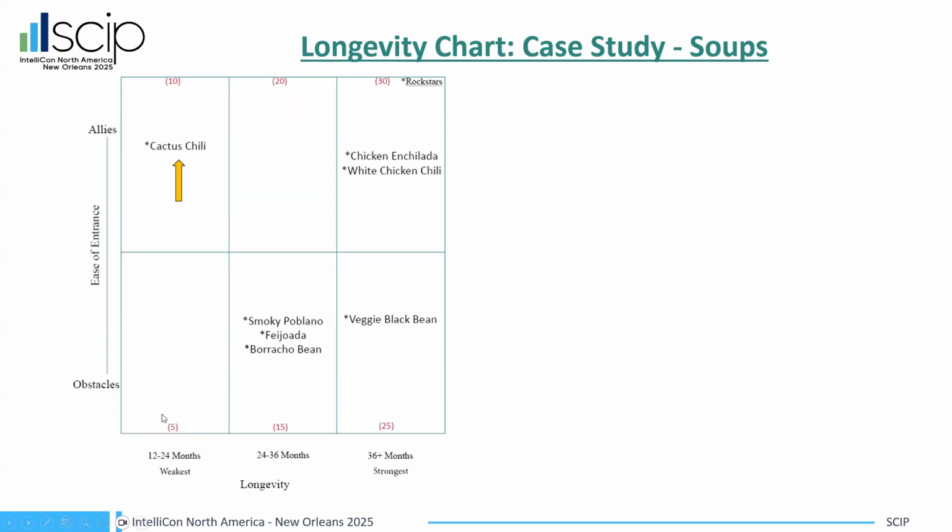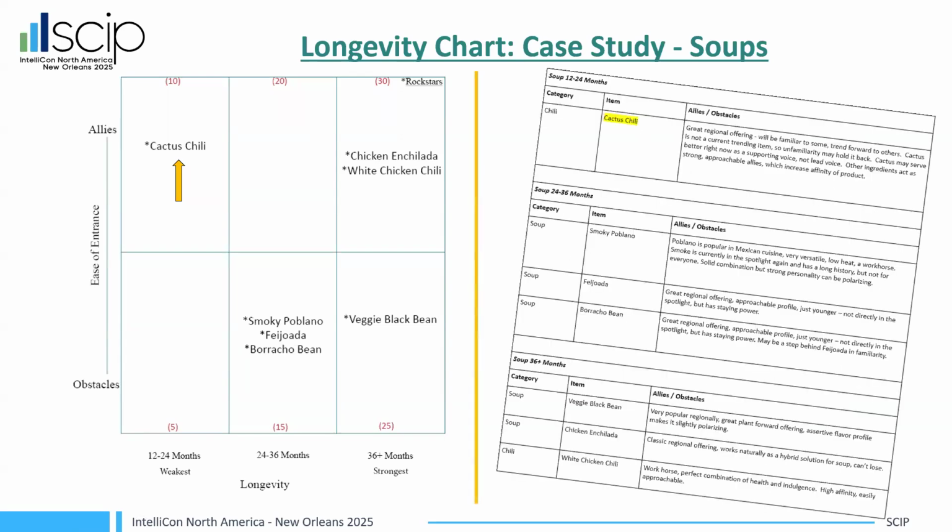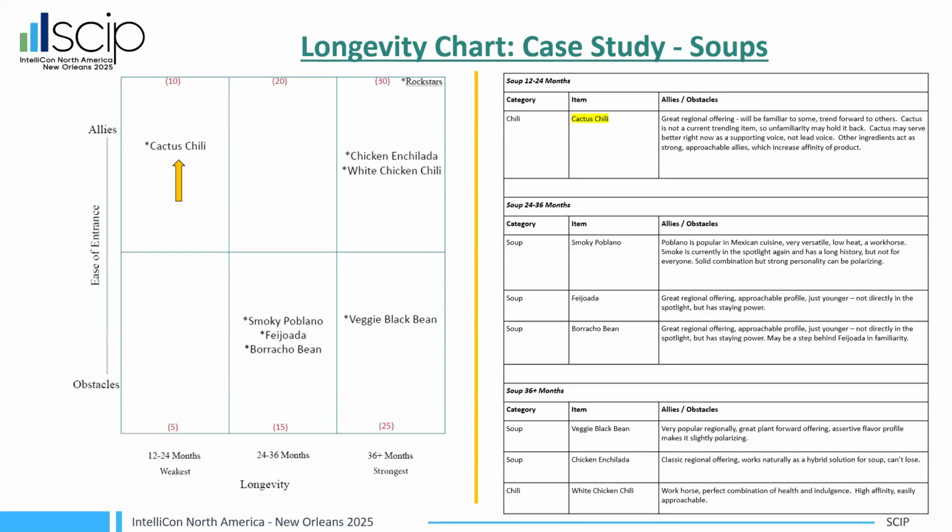If it's somewhere down in the 12 to 24, lots of obstacles, short-lived, then you probably have an LTO, kind of a one-hit wonder situation. It's not that you can't launch it, you just want to be aware that if something falls in that quadrant, you want to put a time limit on it and watch it really carefully. Along with this, we recommend charts where we actually tell the client what the allies and obstacles are. In other words, very briefly, why did the item end up in the quadrant it ended up in? And so this is how that chart lays out for this project.